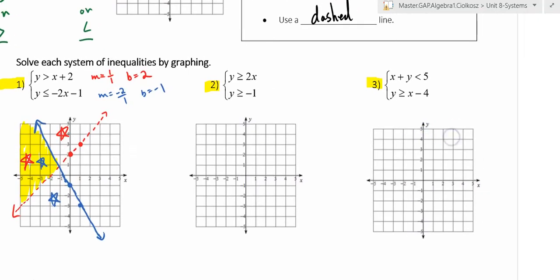Let's move on to number 2. So remember here, since I don't add anything at the end, that's like adding 0. So here my m is just 2 over 1. My b is 0. So graphing means up 2, right 1. I look, it's got a line there, so that tells me it's a solid line.